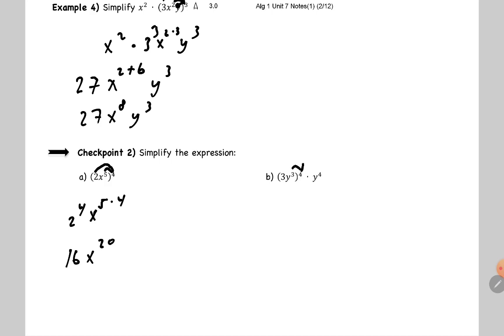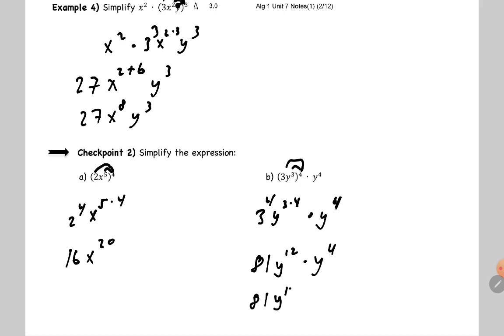So I'm going to distribute this 4 here. So 3 to the 4th. Y to the 3rd to the 4th is 3 times 4. And then we have times y to the 4th out here. So 3 to the 4th is 81. And then we have y to the 12 times y to the 4th. 81 times y to the 12 plus 4. So this is 81 y to the 16th.